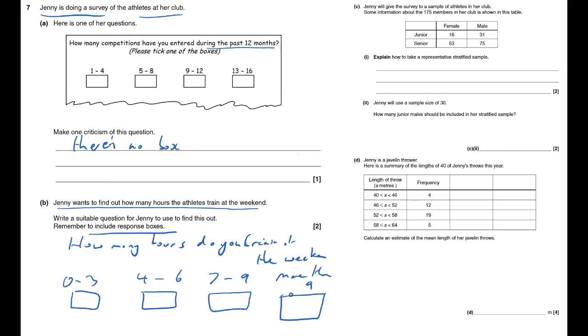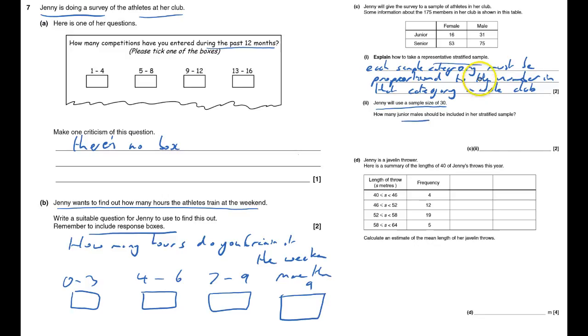How do you take a representative stratified sample? We've got a two-way table here, females and males, and each sample category must be proportional. That's the key word, proportional, to the number in that category in the whole club. It's like a fraction.